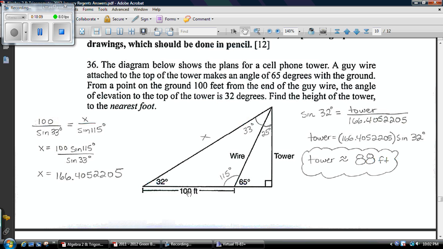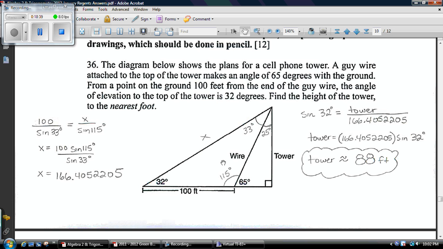And now that I know that this is 90 and this is 32, it means this total angle up over here, this guy must be 33. Well, what am I going to do? I am going to use the law of sines to try and figure out this hypotenuse right here from this triangle. So I say to myself, 100 over the sine of 33 equals x over the sine of 115.